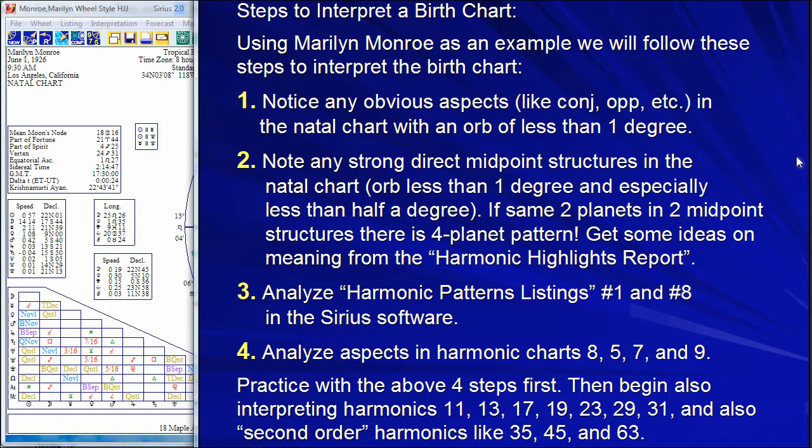Now, here are 4 steps that we use in interpreting a chart using vibrational astrology. Let me go over the first 2. What we do is we look at any obvious aspects, like trines and sextiles that are very, very strong with a 1-degree orb or less, and then we look at midpoint structures. Midpoint structures are considered to be unimportant by most astrologers, but in vibrational astrology they're considered to be extremely important. So let's do these first 2 steps.